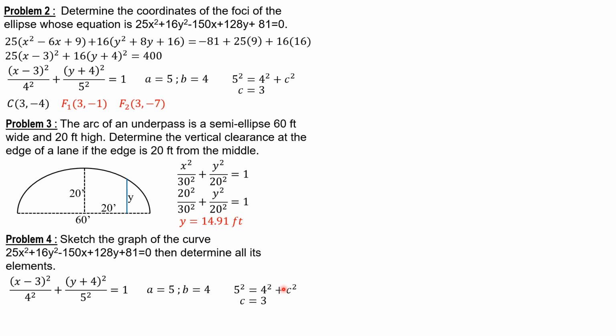The latus rectum is 2b squared over a. So 2 times 4 squared over 5 is equal to 6.4 units. Half is 3.2 units. The distance from center to directrix is a squared over c, or 5 squared over 3, so 25 over 3. And the eccentricity is c over a, 3 over 5, so 3/5, and it is less than 1, 0.6 is less than 1.